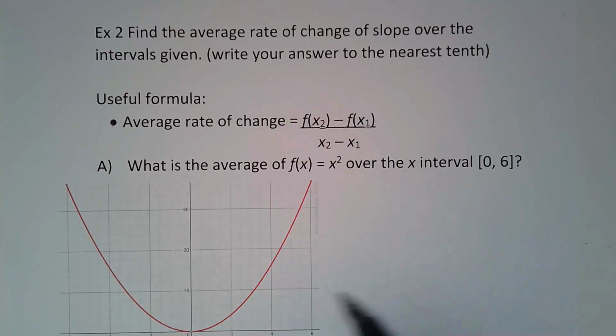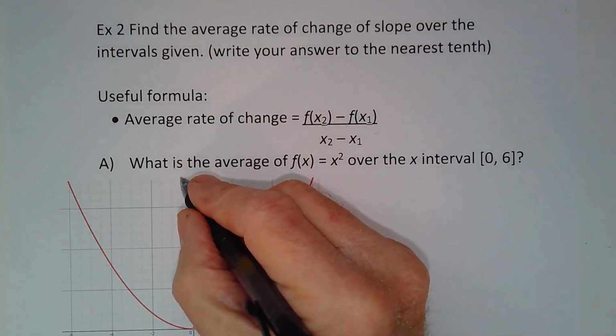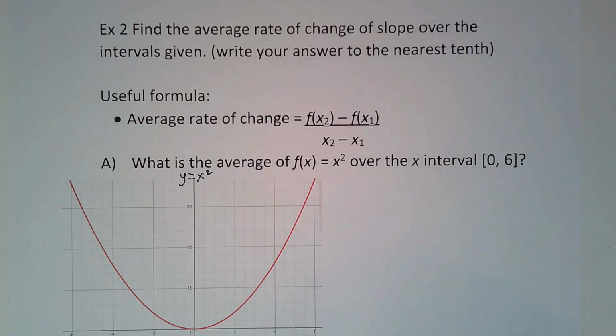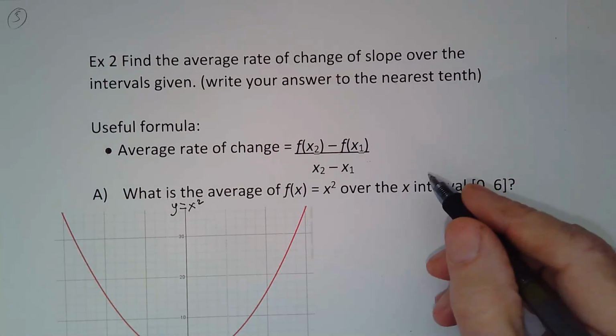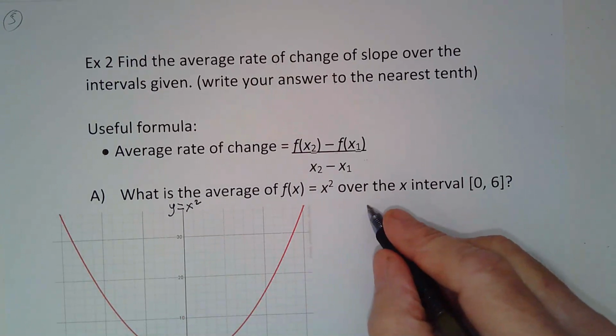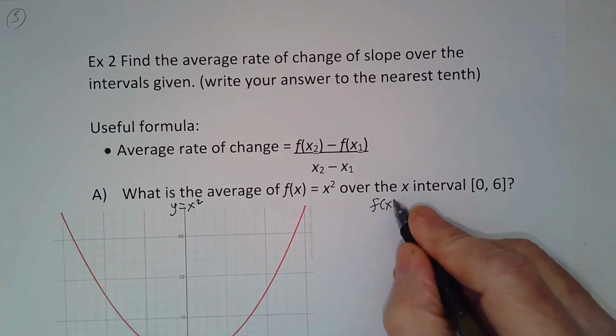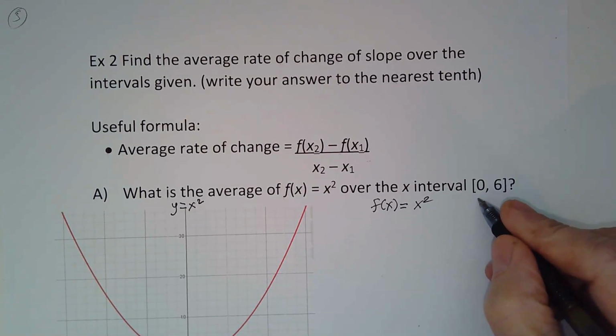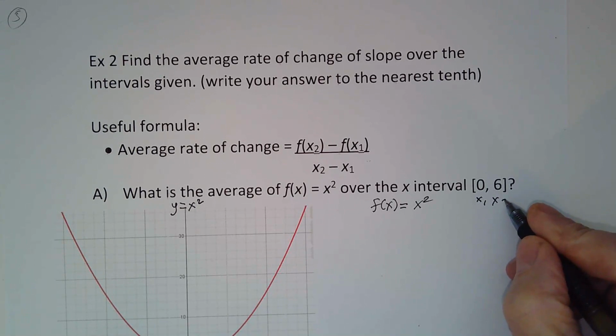So here's a graph, and this is the function y equals x squared. So this is quadratic, and whenever you have a quadratic function, your graph is going to be a parabola, not a line. All right, so we're going to write this equation in function form. That's going to be f of x equals x squared. This is going to be our x1. This is going to be our x2.